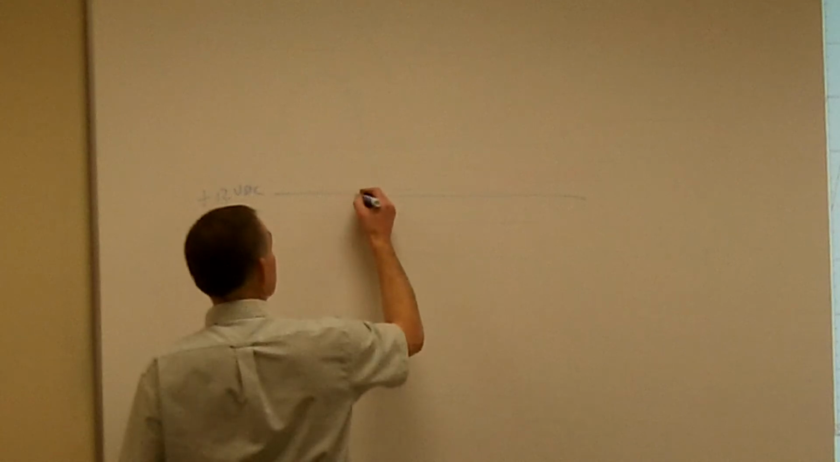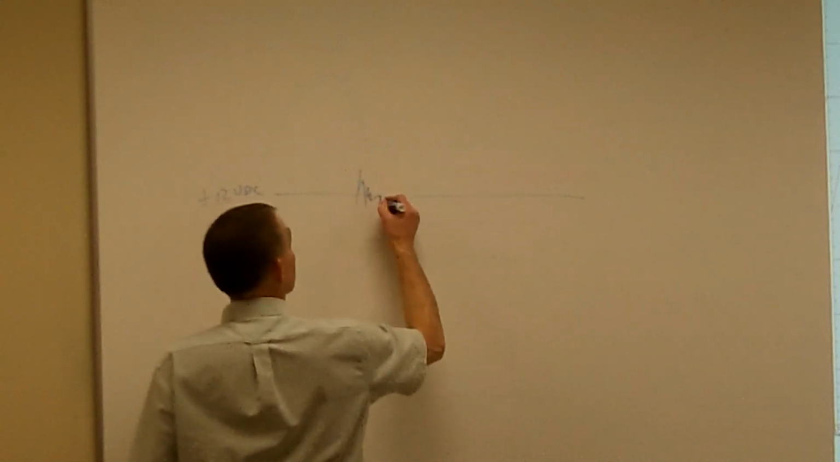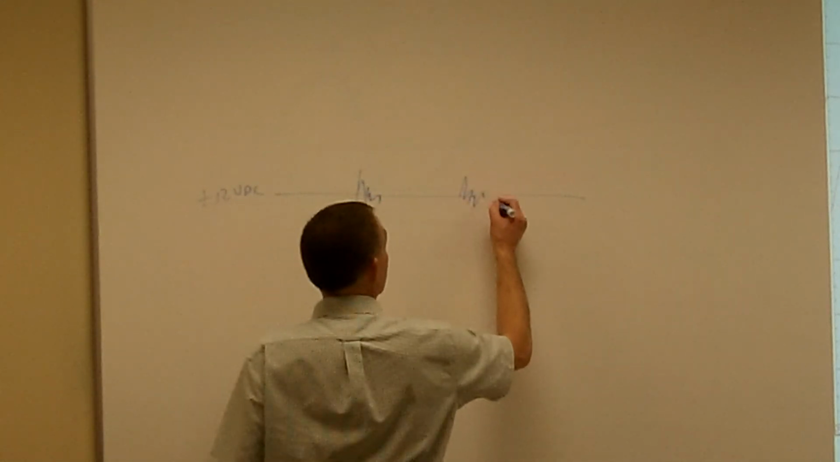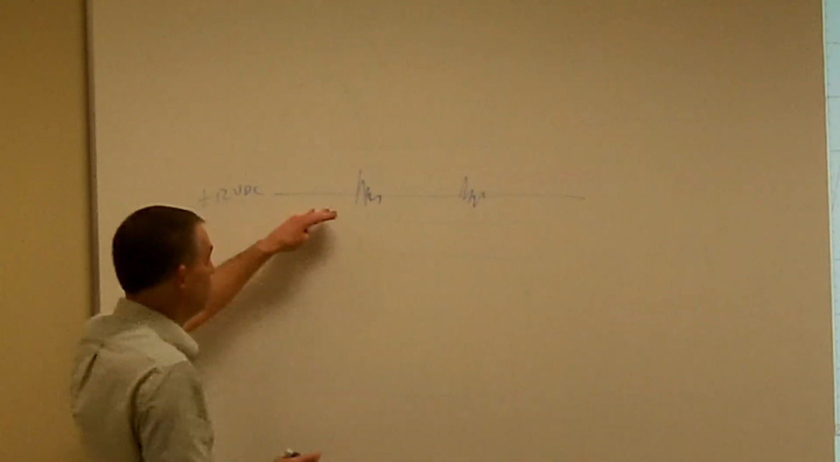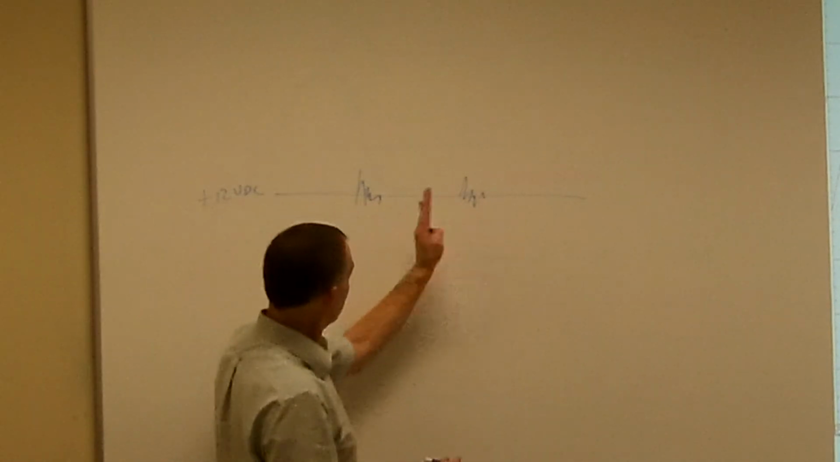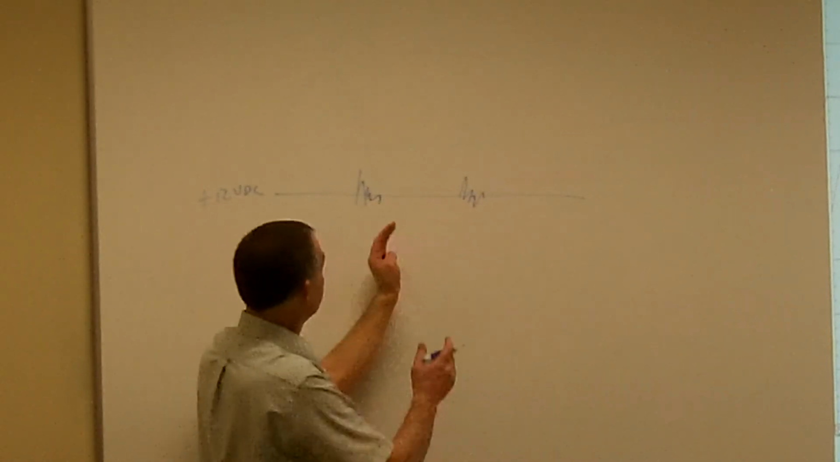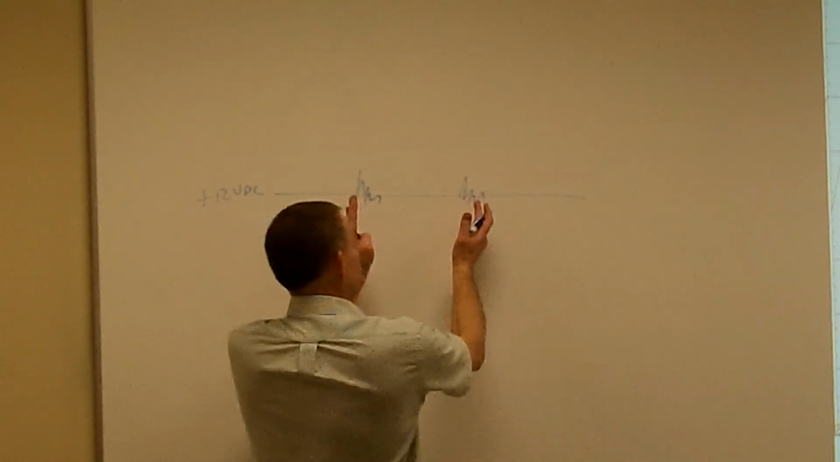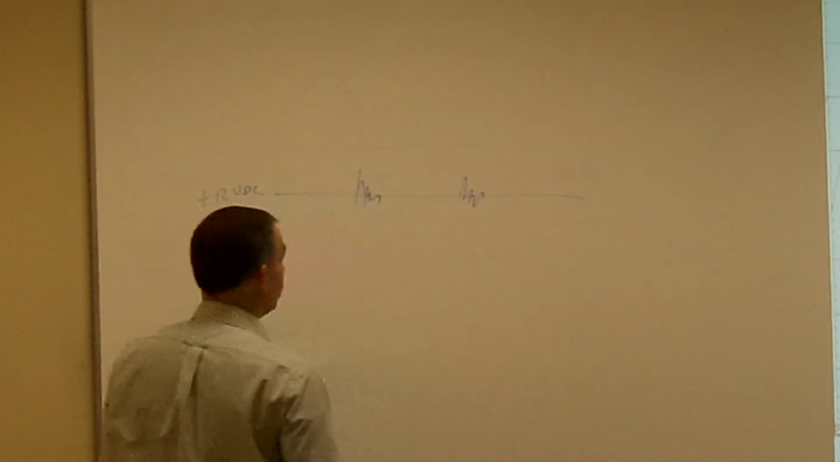Well, then what I ended up seeing was all of a sudden, every so often, I would get this. That's how my oscilloscope looked. All of a sudden, I'd see these consistently, little spikes in my DC voltage.